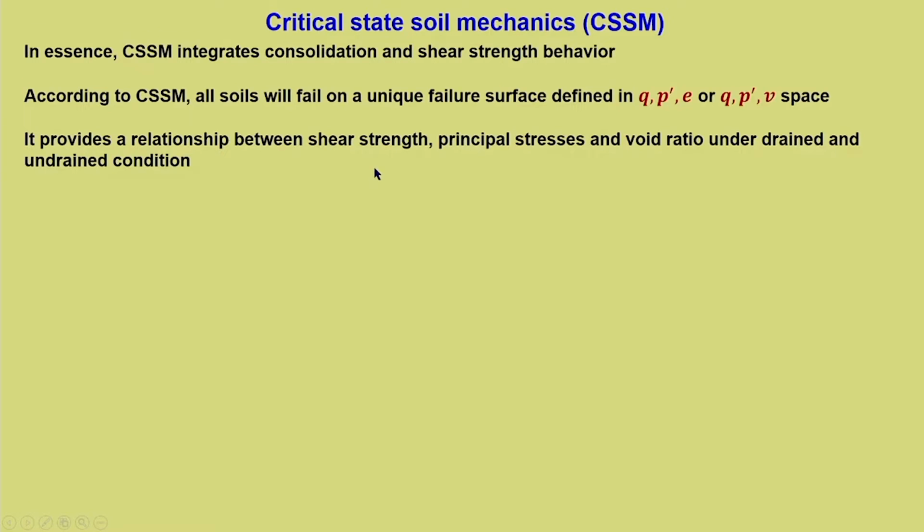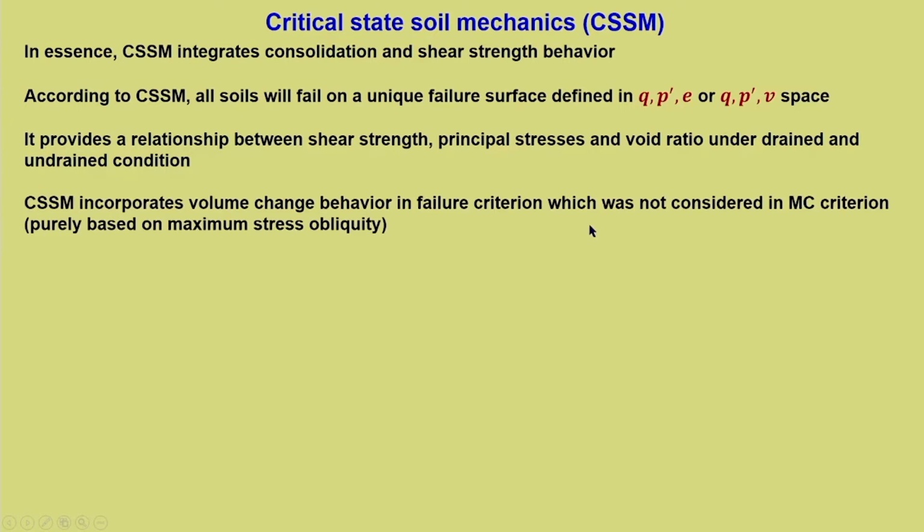Now, in some textbooks you will find the volume change is accounted for in terms of e, and in others it will be in terms of specific volume v. Whichever it is, the concept remains the same. There will be some change in the parameters that help to define the critical state framework, that is all. We will try to discuss both side by side, even though the prominent one is in terms of q, p' and v. It provides a relationship between shear strength, principal stresses and void ratio under drained and undrained conditions, as is visible in this q-p'-e or q-p'-v space.